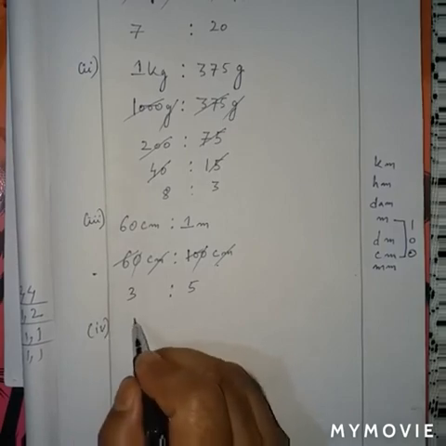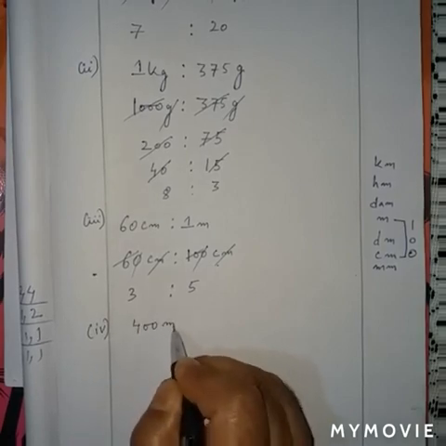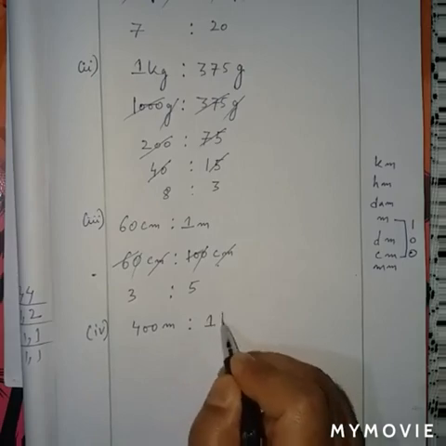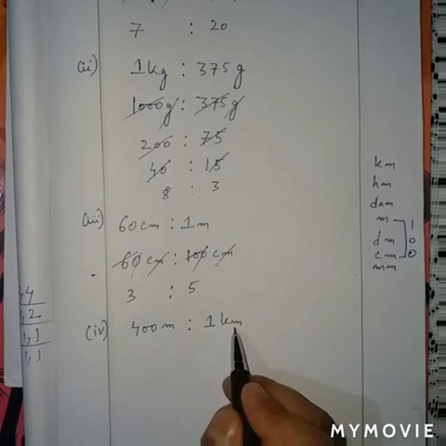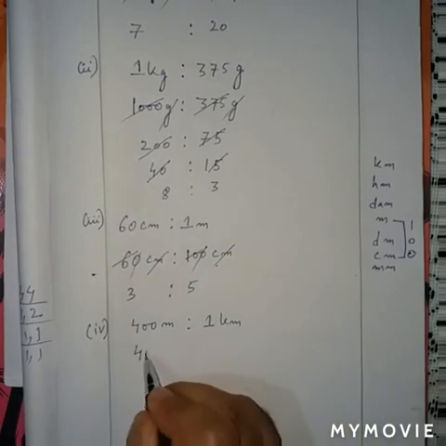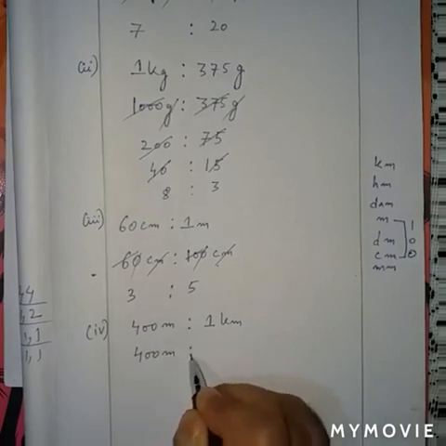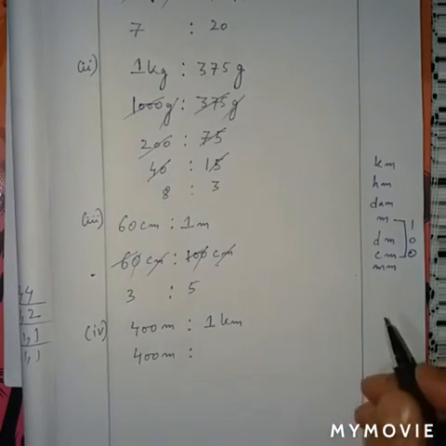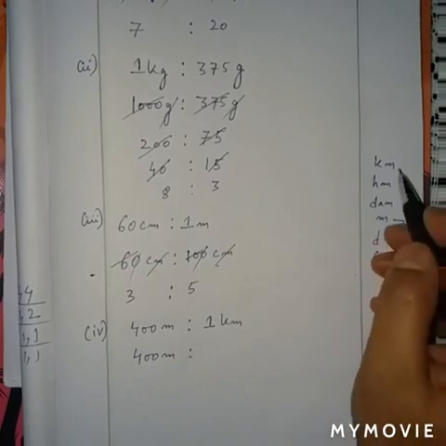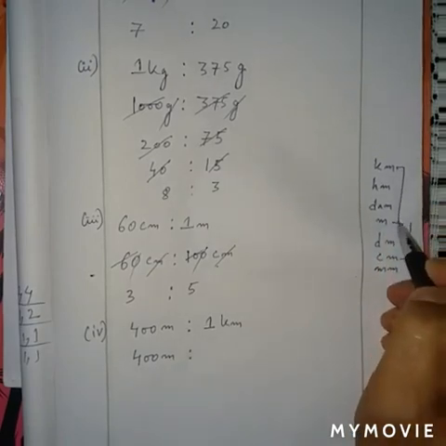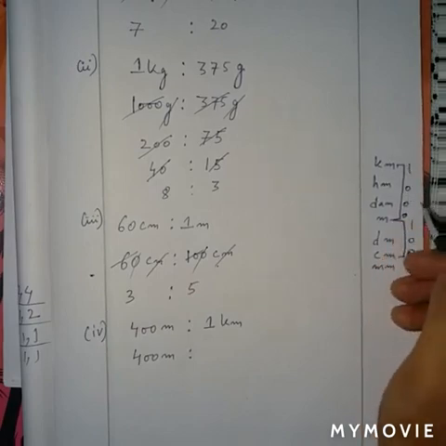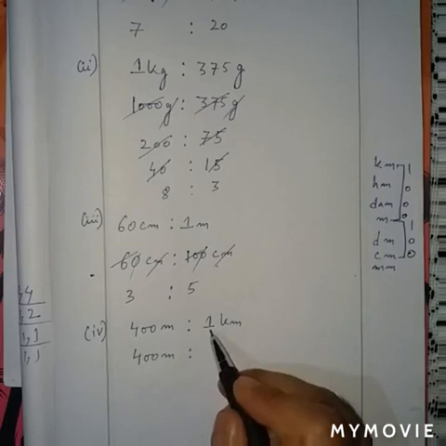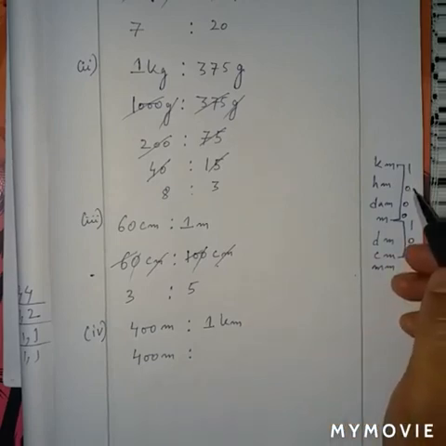Question 4 is 400 meter is to 1 kilometer. Here also you can see meter and kilometer. So we have to convert this bigger unit to smaller unit. 400 meter is to 1 kilometer, equals how many meter? 1 kilometer to meter. This is 1000. So we have to multiply this number by 1000, isn't it?